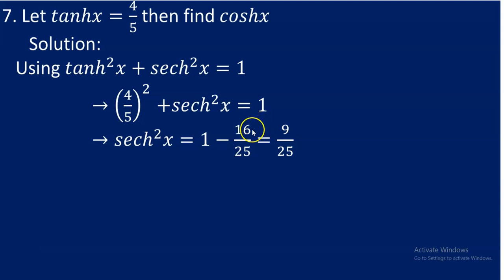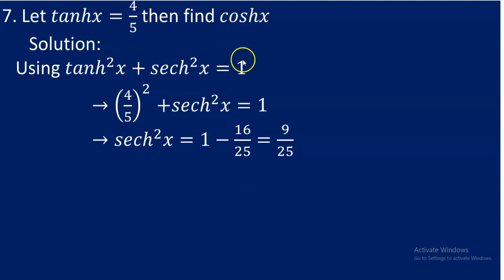25 minus 16 over 25 is going to come, which actually is 9 over 25. So now the value of sech squared x is determined. You see, it's obtained to be 9 over 25. But our intention is to determine what cosh of x is. So we need a mechanism of relating sech x with cosh of x.